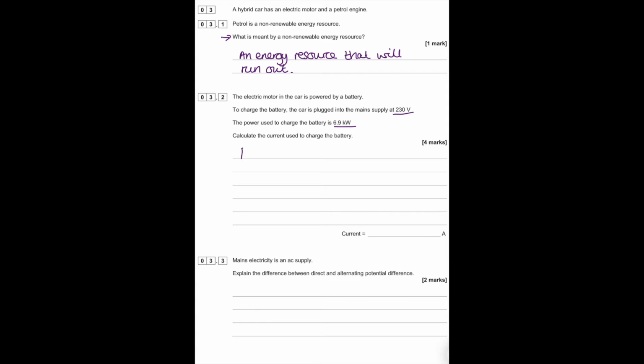So here we're going to be looking at the equation power is current times voltage. If we substitute our numbers in, our power is 6.9 kilowatts, which means that is 6,900 watts, and that is going to be our current times our voltage, which is 230 volts. Rearranging the equation, the current is going to be 6,900 watts divided by 230 volts. If we calculate that out, our current works out at being 30 amps.